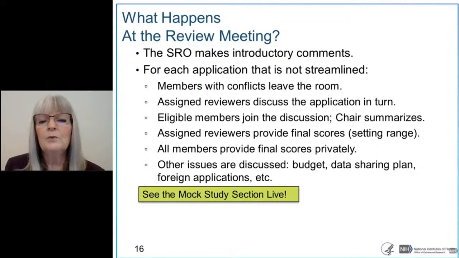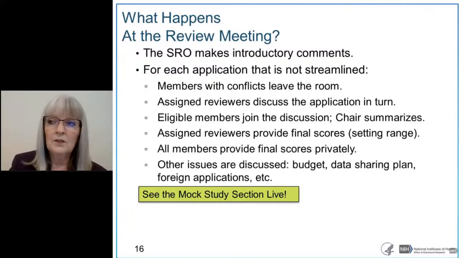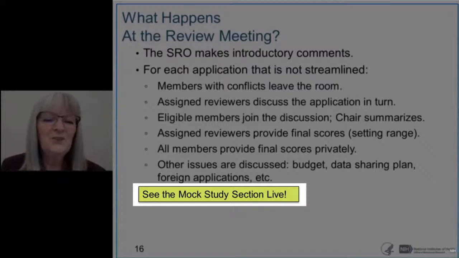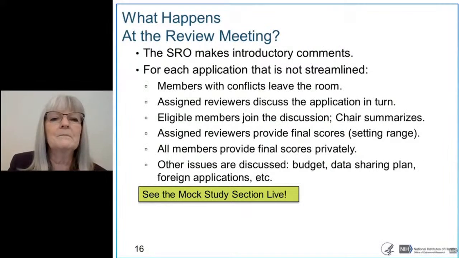The assigned reviewers provide their final impact scores, and this sets a range of scores based on the discussion of strengths and weaknesses. Then all the members provide their final scores privately, and other issues are discussed, such as the budget, the data sharing plan, foreign applications, and so forth, the non-scored considerations. So I urge you to attend the mock study section, which will be a live presentation where you will see all of this happen in real time.